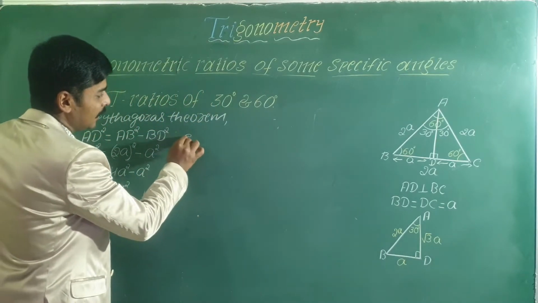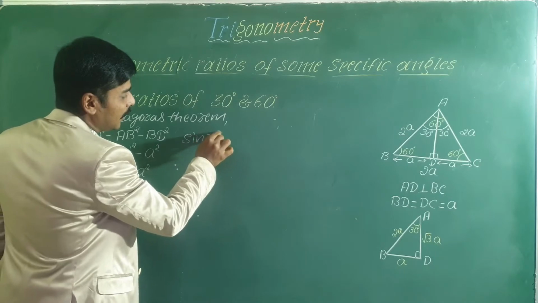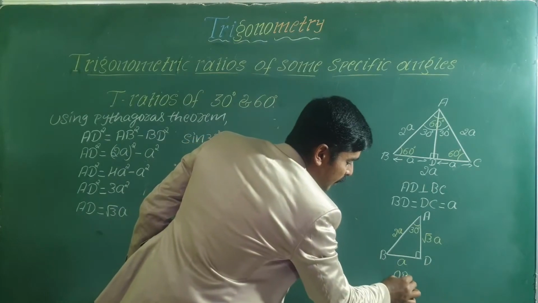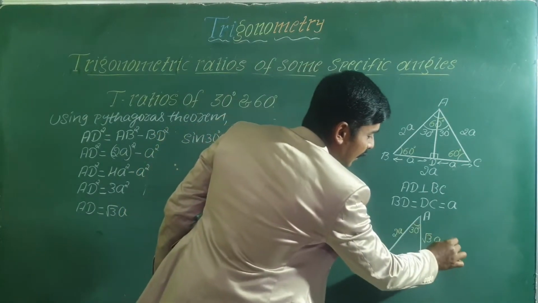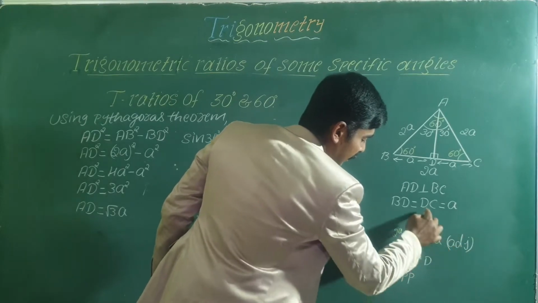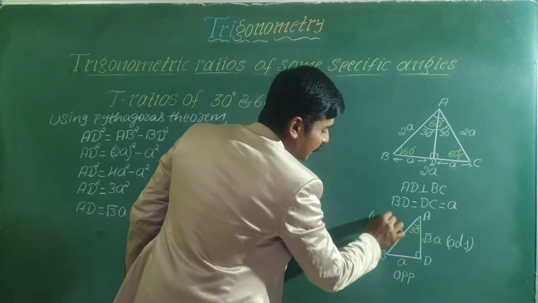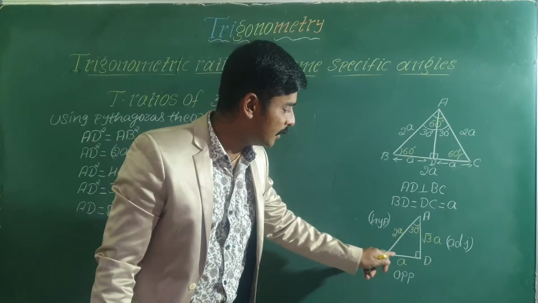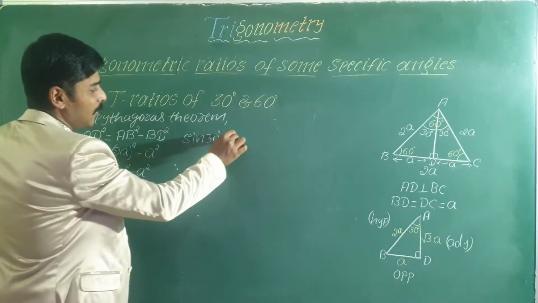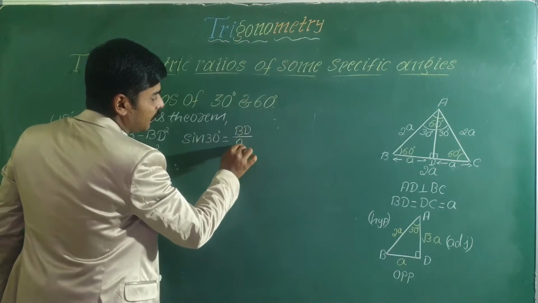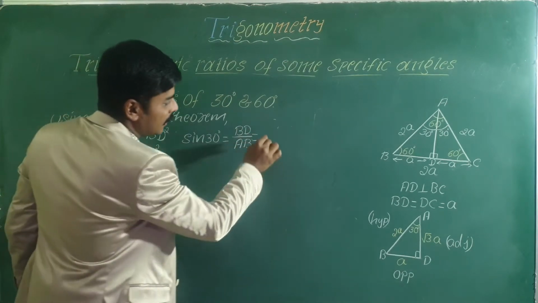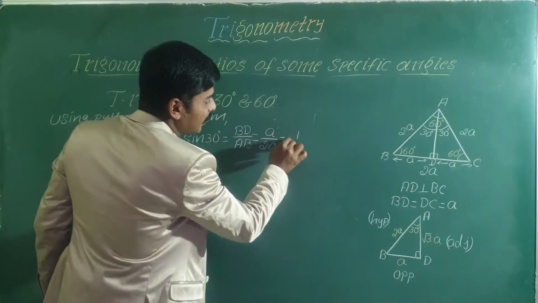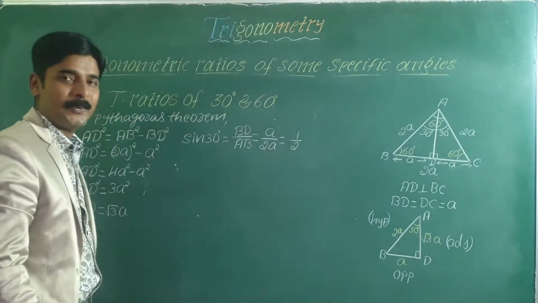First let us take sine 30°. So with respect to that angle 30°, BD is the opposite side, AD is the adjacent side and AB is the hypotenuse. Now what is sine 30? It is opposite side by hypotenuse, that is BD by AB. So how much is BD? It is a. AB is 2a. So a will get cancelled. Remaining is 1 by 2.